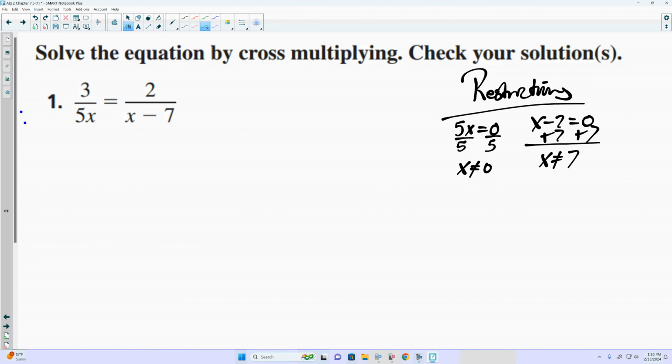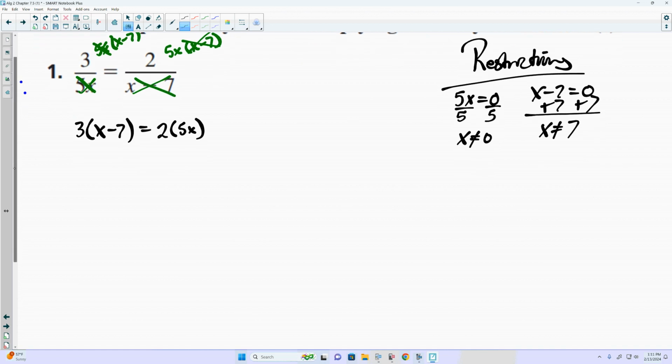Now, let's look at this here. What do we need to multiply through this one by? 5x minus 7. So 5x and 5x and x minus 7. Because here our x minus 7 and x minus 7 would cancel. On the other side are 5x and 5x. And what that leaves us with, 3 times x minus 7, 2 times 5x. Now, just like the last one, we can distribute. 3 times x is 3x, 3 times negative 7 is negative 21. And 2 times 5x is 10x.